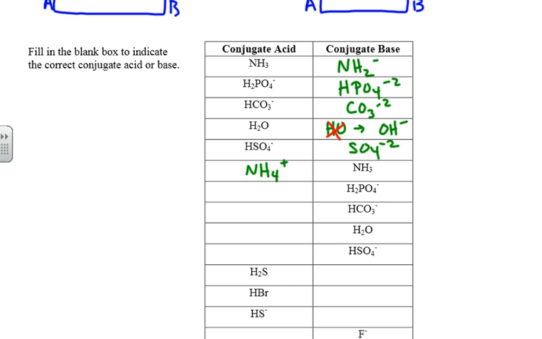H2PO4 -1. If that's the conjugate base, the conjugate acid is going to have one more hydrogen, so call it H3PO4, and it will become more positive. So instead of being -1, this now becomes neutral. HCO3 -1: the conjugate acid would be H2CO3, neutral. H2O is the conjugate base of H3O +1, the hydronium ion. HSO4 with a -1 becomes H2SO4, neutral.